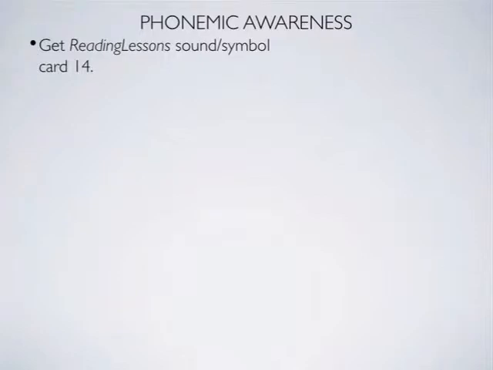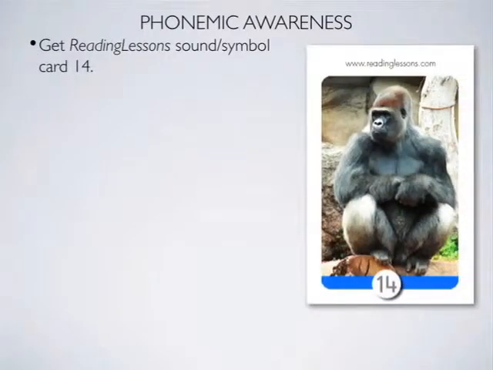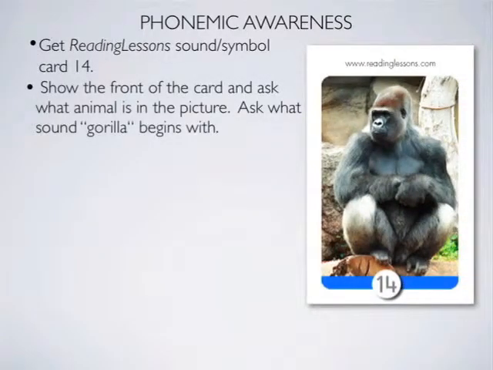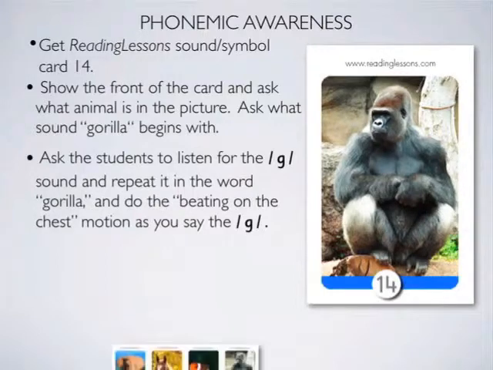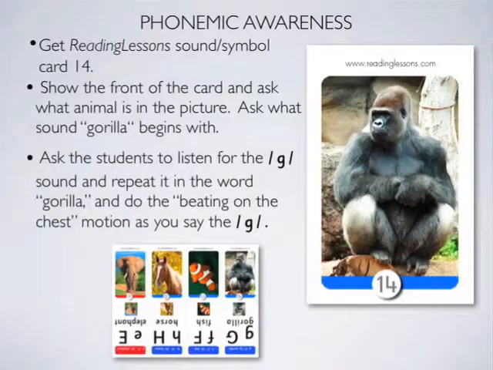Get Reading Lesson Sound Symbol Card 14. Show the front of the card and ask what animal is on the picture. Ask what sound gorilla begins with. Ask students to listen for the G sound and repeat it in the word gorilla, and do the beating on the chest motion as you say the G sound. Instructions on how to assemble the cards are in the online lessons.